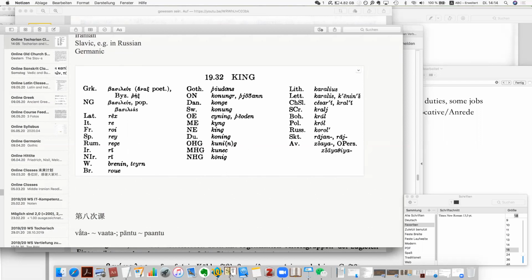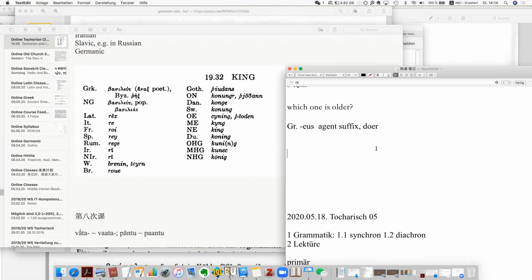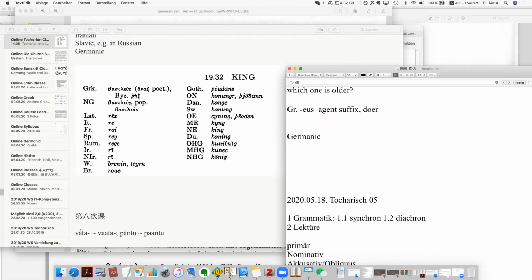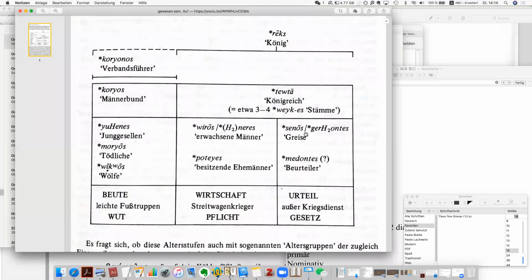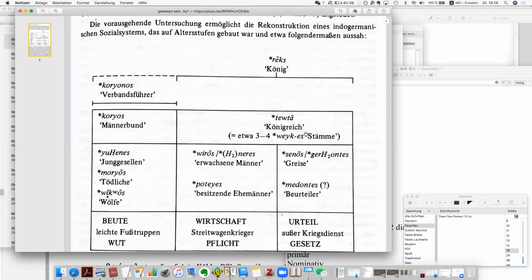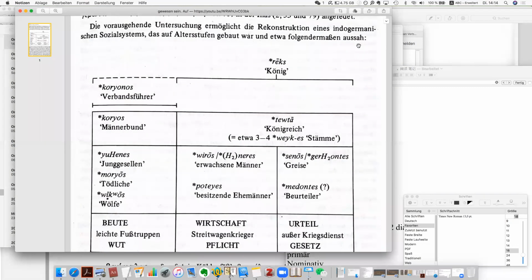In Germanic, we actually have two groups. The first group, okay. Actually the Italo-Celtic languages have the same terminology. If you check the article by Mike Cohn, he reconstructed the structure of the Indo-European society. At the very top, we have the König, the king called the Rex.